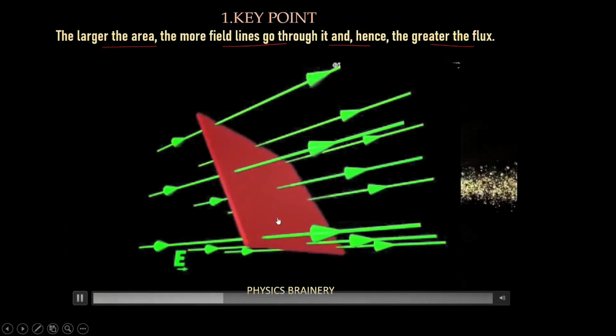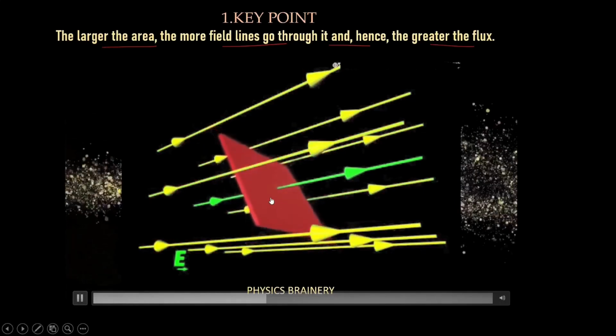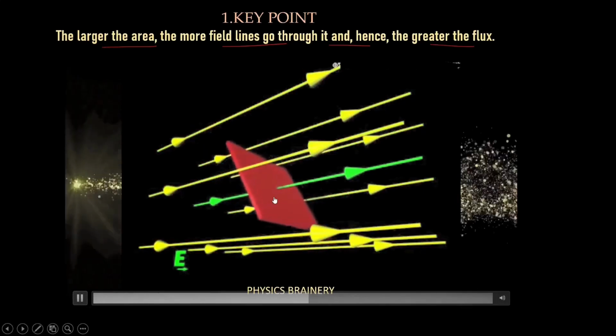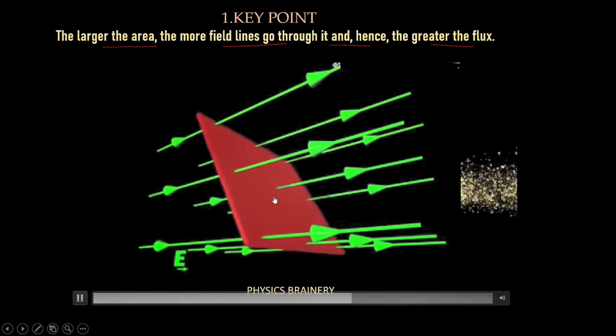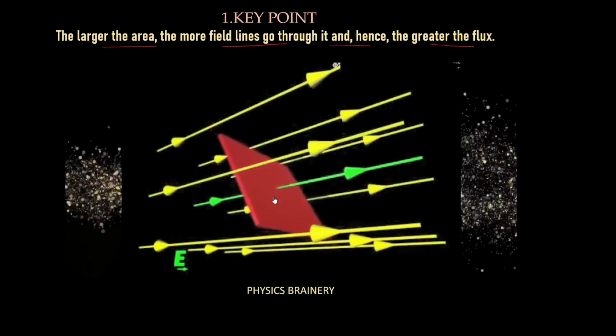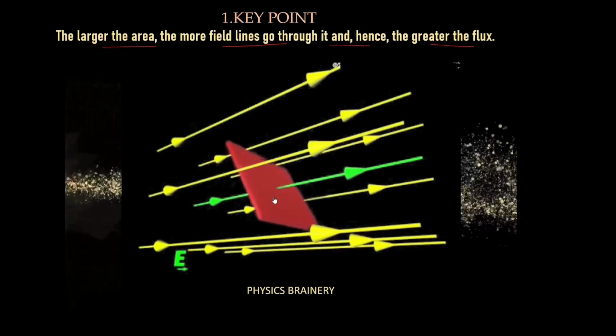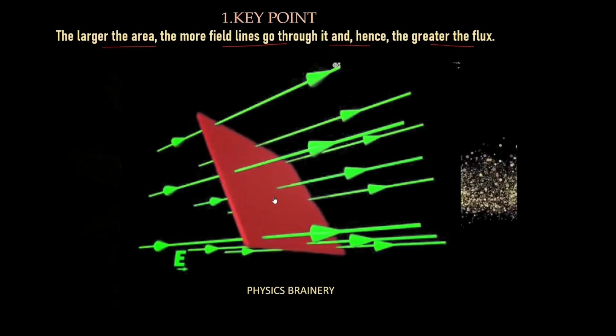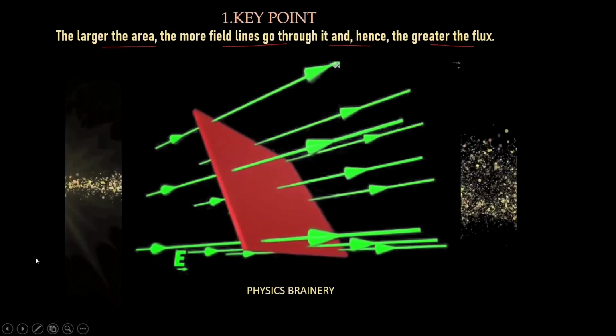Now if we increase the area, more field lines are crossing, so more will be the flux associated with it. I think from this figure it will be clear: larger the area, larger will be the number of electric field lines crossing, so they will be contributing towards more flux. Lesser the area, fewer field lines, so lesser will be the flux.